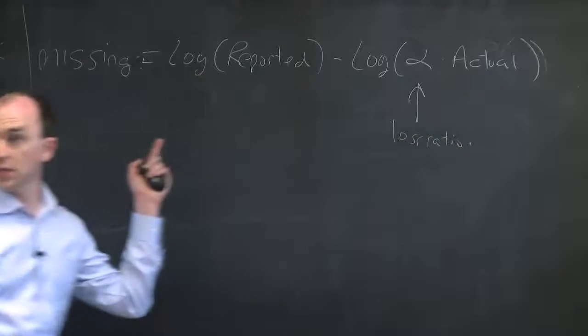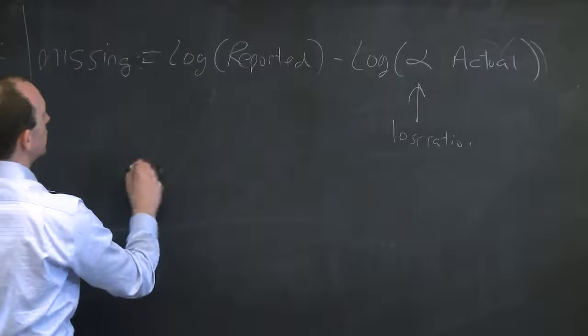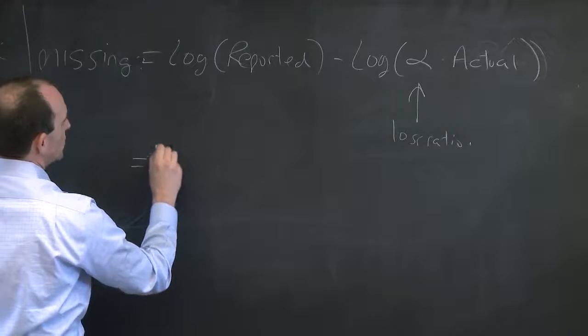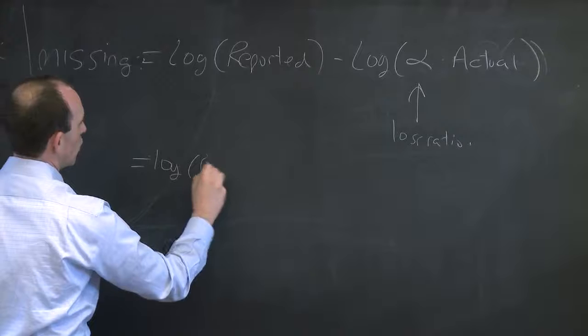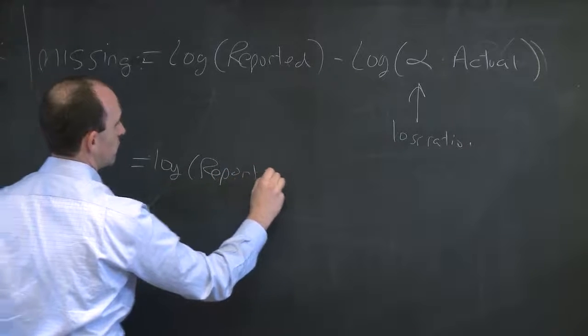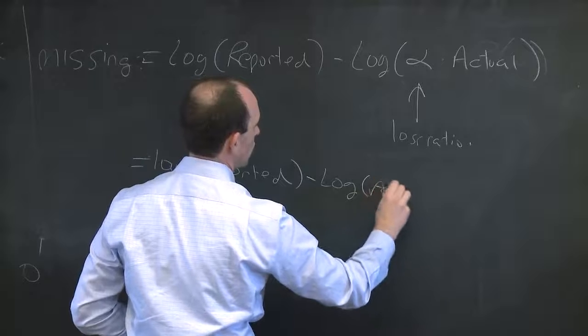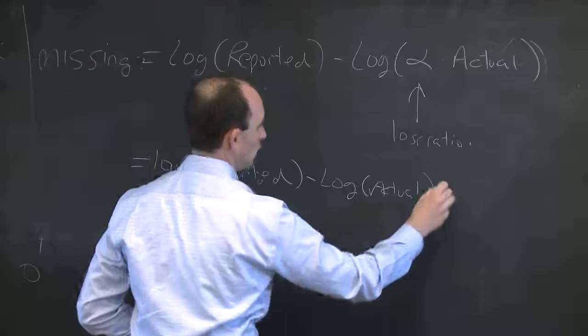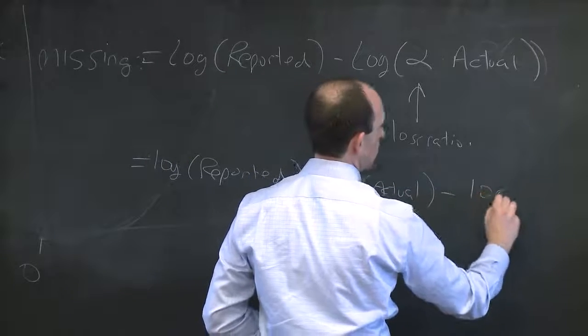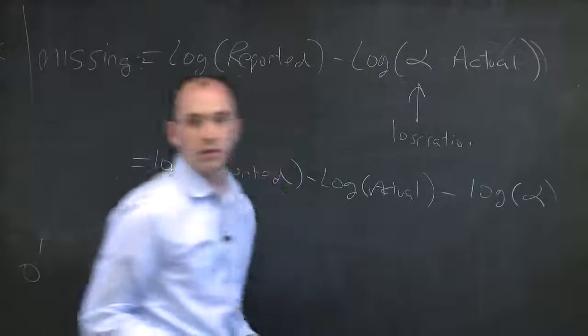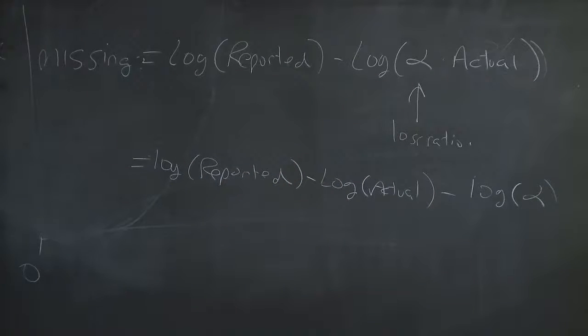Right? So the reason I do this in logs is I can rewrite this as log reported minus log actual minus log alpha. Right? And so why is that useful to be able to rewrite it that way?